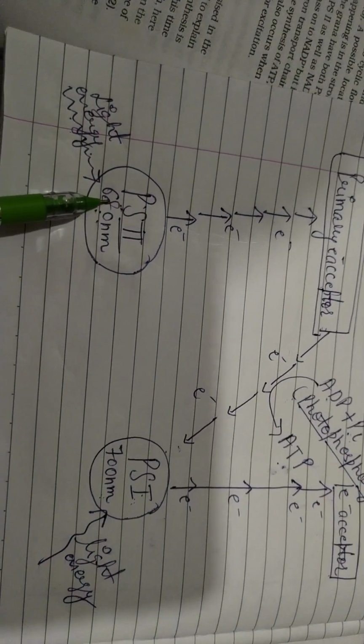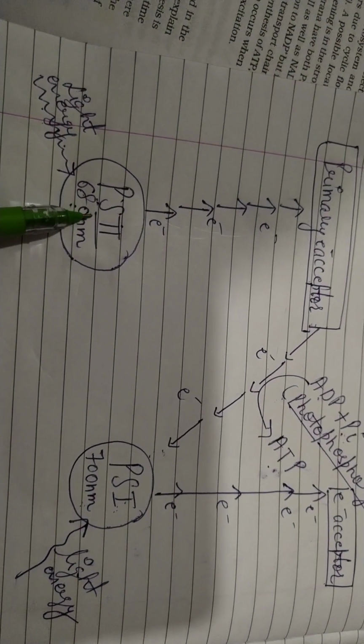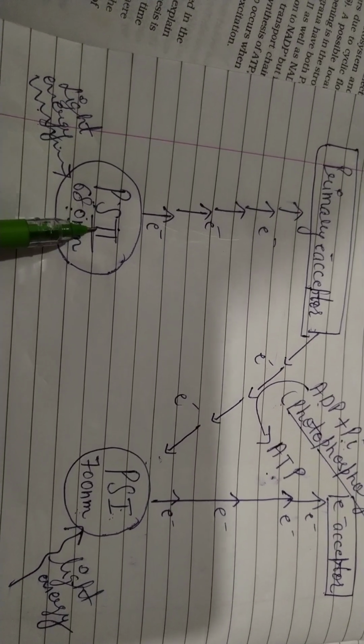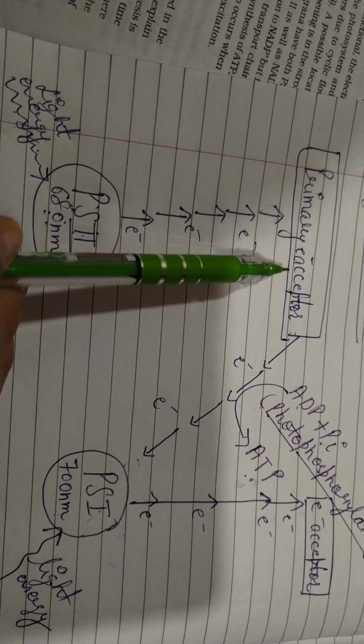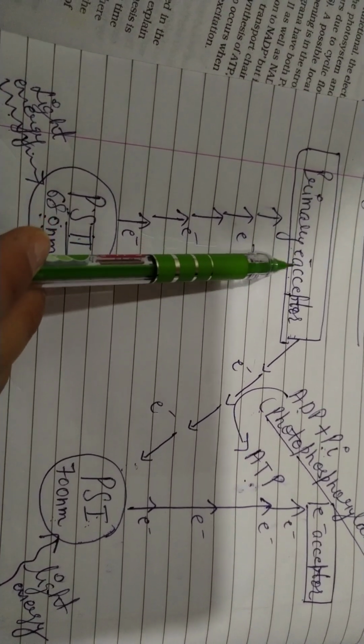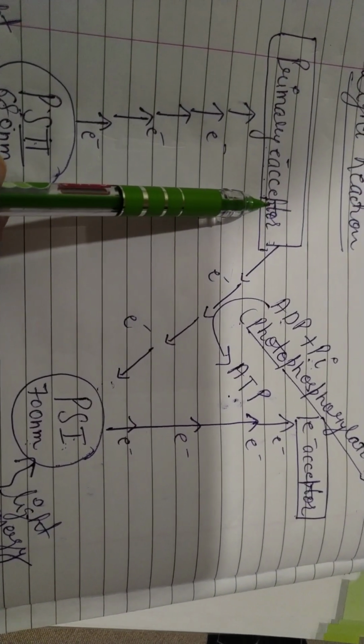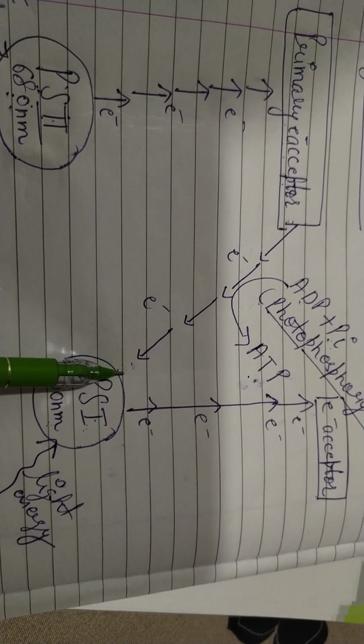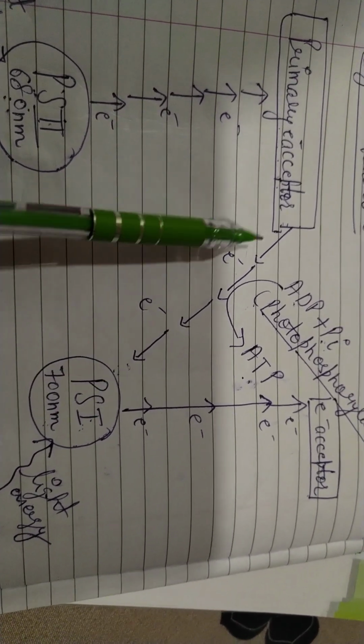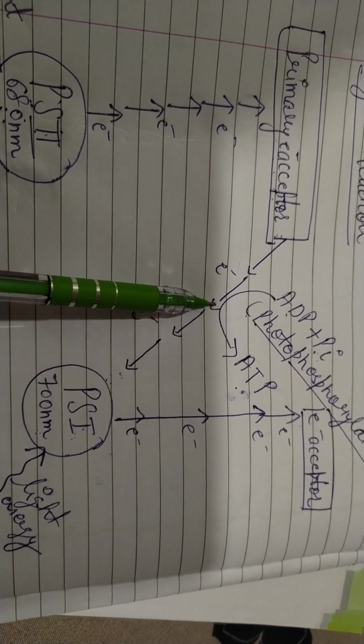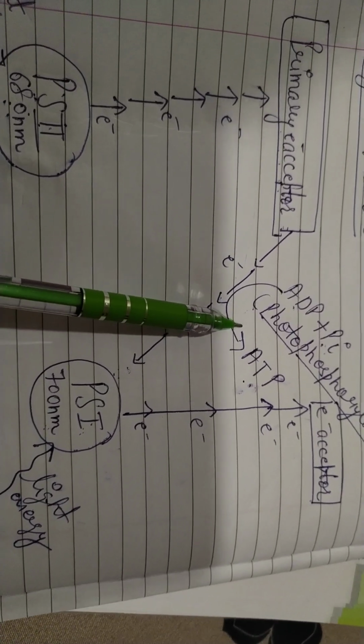So earlier the electrons excited from photosystem 2 went to the primary electron acceptor. From here, that is from the higher energy state, they came back to the lower energy state, and while doing so energy is released that is utilized for making ATP.